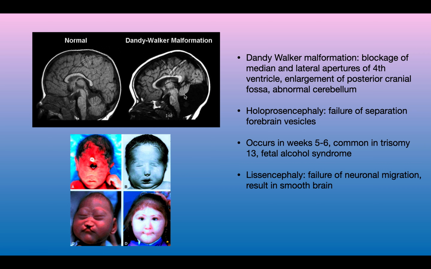Holoprosencephaly is the failure to separate the forebrain vesicles, and it's usually in weeks 5 to 6 when the forebrain is forming. It's really common in trisomy 13 and fetal alcohol syndrome. And of course, it depends on the penetrance. Sometimes it can be mild, and sometimes it can be incompatible with birth.